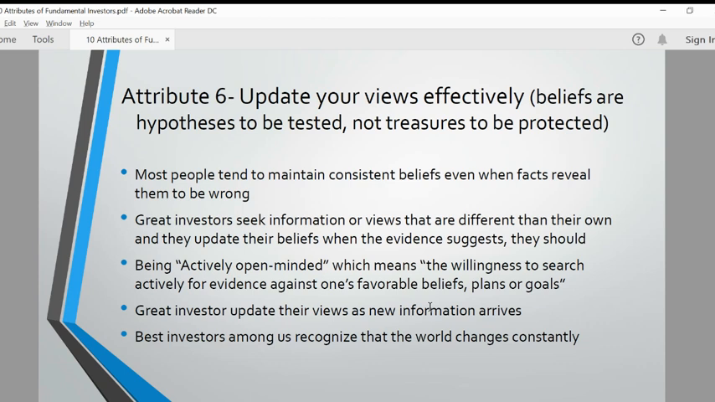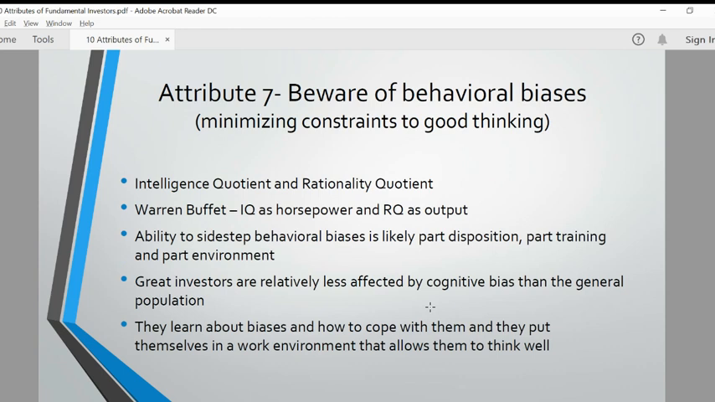And the best investors among them recognize that the world changes constantly, and none of those investors hold rigid views. So, moving on to attribute number 7, beware of behavioral biases, minimizing constraints to good thinking. In this particular section, the author introduces the concept of intelligence quotient, IQ, and rationality quotient, RQ. IQ refers to the general intelligence of a person, the mental ability, whereas the rationality quotient refers to the ability to make good decisions. So IQ and RQ are totally different.